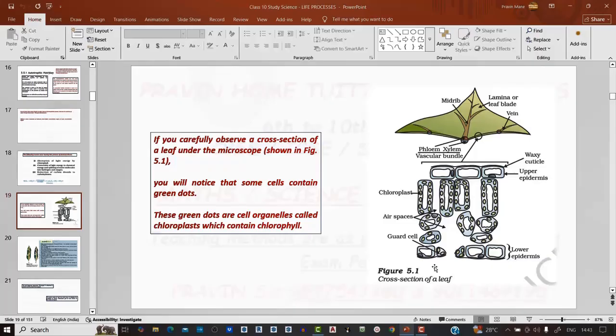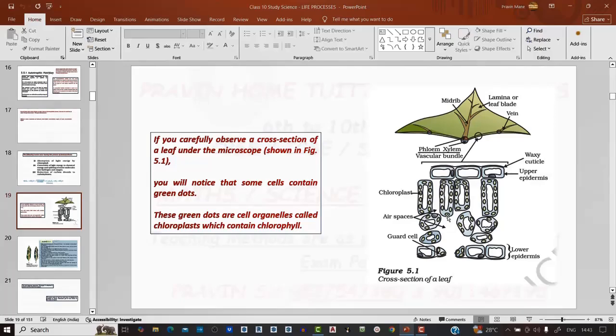Now here a cross section of a leaf is shown, and here a zoomed section is taken and the enlarged section of this part is shown here. Here you have some tissues: waxy cuticle, upper epidermis, lower epidermis, air spaces, guard cells, and see, these are the dots. These dots are nothing but chloroplasts, and these chloroplasts contain chlorophyll, which is used during the process of photosynthesis by the plant.